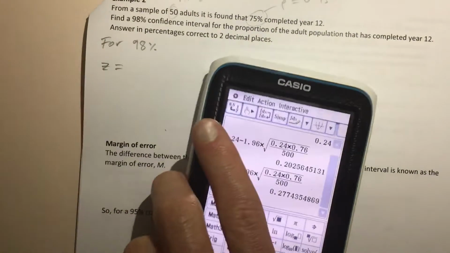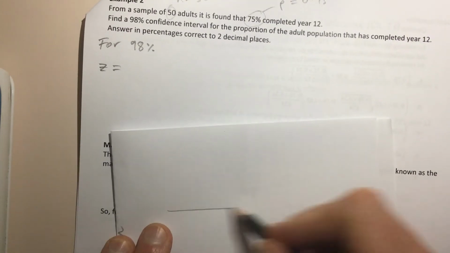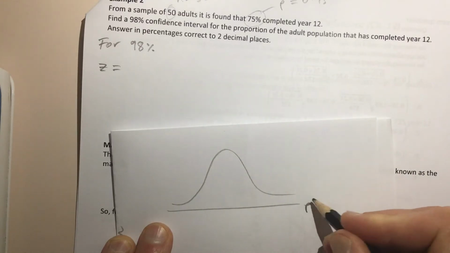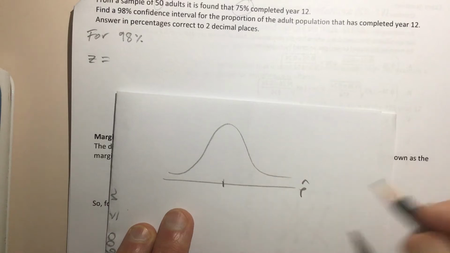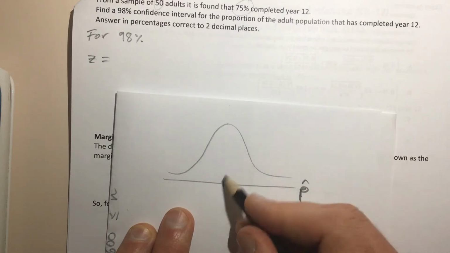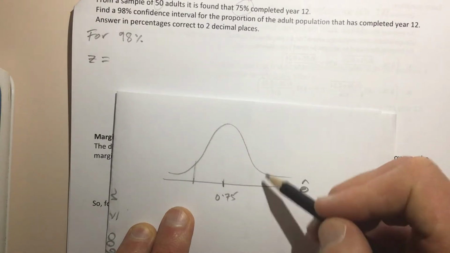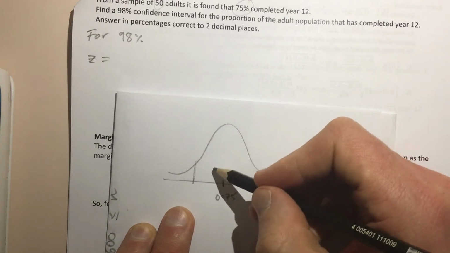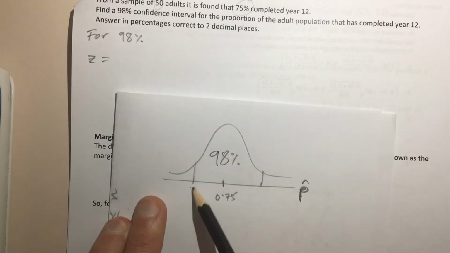In other words, I don't want to make a mess of my page too much here, but we're kind of thinking of it like this. If this is p hat, and that's a symmetric normal distribution, the value of p hat that we found here was 0.75, but what we want to know is, if I go to here and go to here, and I want 98% in the middle, what values are here and here?